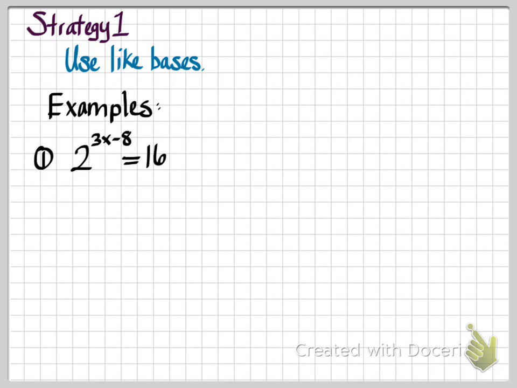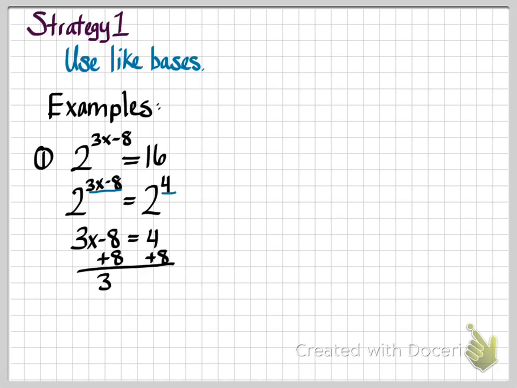What I'm going to do is use the same base on the right and rewrite 16 as 2 to the 4th, because that's equivalent. I have like bases because I have 2's on both sides of my equation. Now, the good news is I simply look at the exponents. These two exponents have to be the same in order for the expressions on either side to be equal. So I simply drop the 2 and solve the equation 3x minus 8 equals 4 because the exponents have to be equal. Now I solve using my basic equation skills by adding 8 and dividing by 3, and I get an answer of x equals 4.